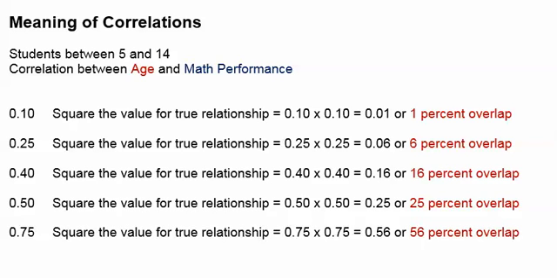I wanted to discuss the meaning of correlations. And so I think the best way to do that is with a concrete example. Let's say we have students between the ages of 5 and 14 years old, and we give them a math performance test and 60 minutes to complete that test. Now, math concepts from grade 1 to grade 9 are in that math performance test. And they do it and they get a score.